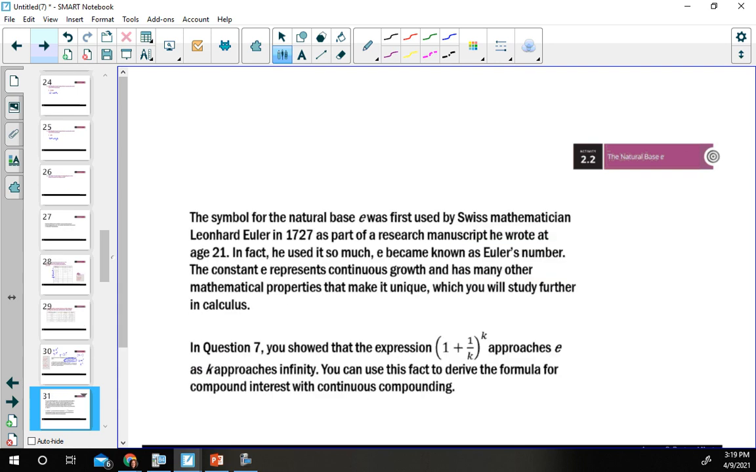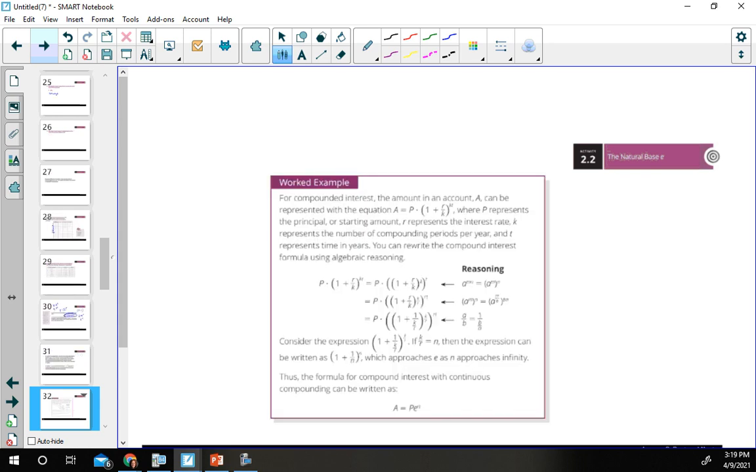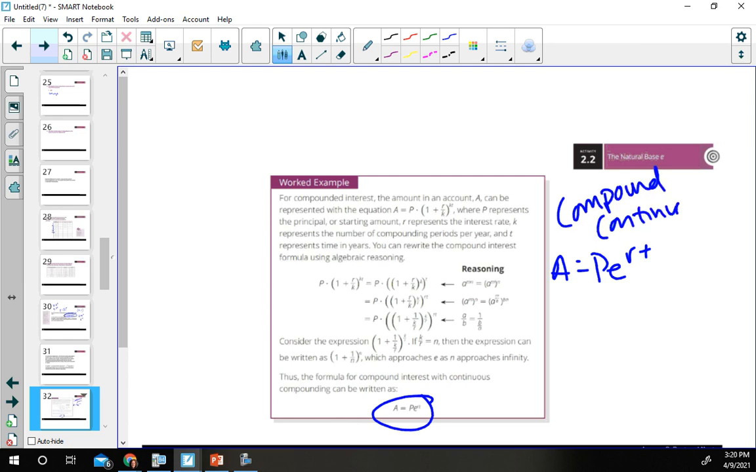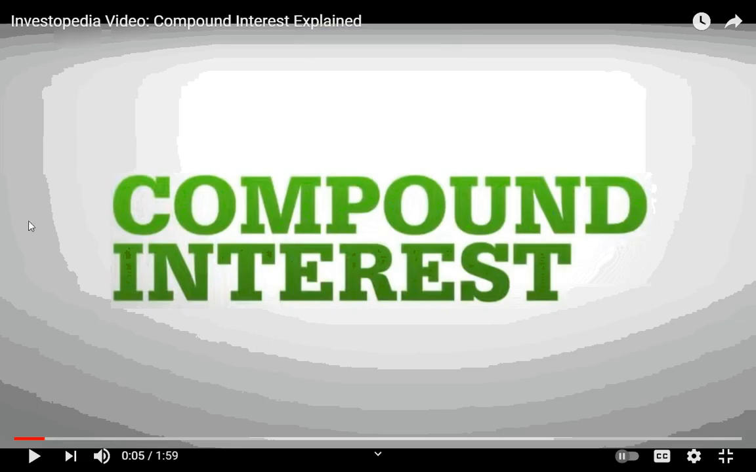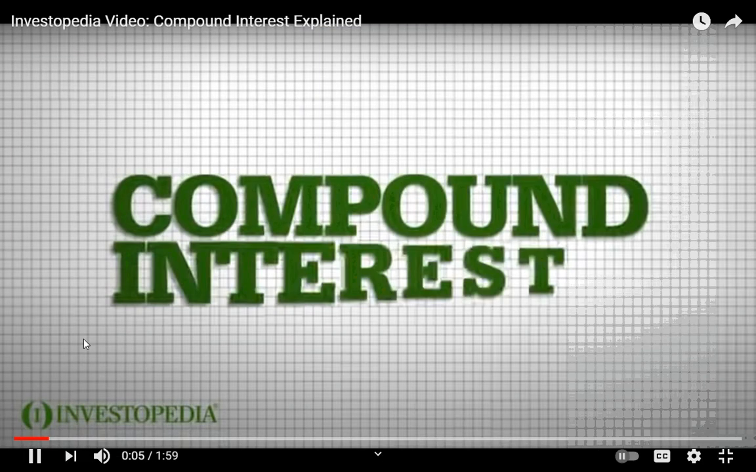If you want to pause the video and go ahead and read this, you're more than welcome to. It's going to explain a little bit more where that E is coming from. And then here's the definition also of where that E is coming from. The equation that we're going to be looking at is this, P E to the r t. That's going to be my compound continuous. So literally when you see the words compound continuously, I'm going to play a video for you on what compound continuously means. So what I'm going to do is get this video up. One second. All right, so this is going to explain what compound interest is.